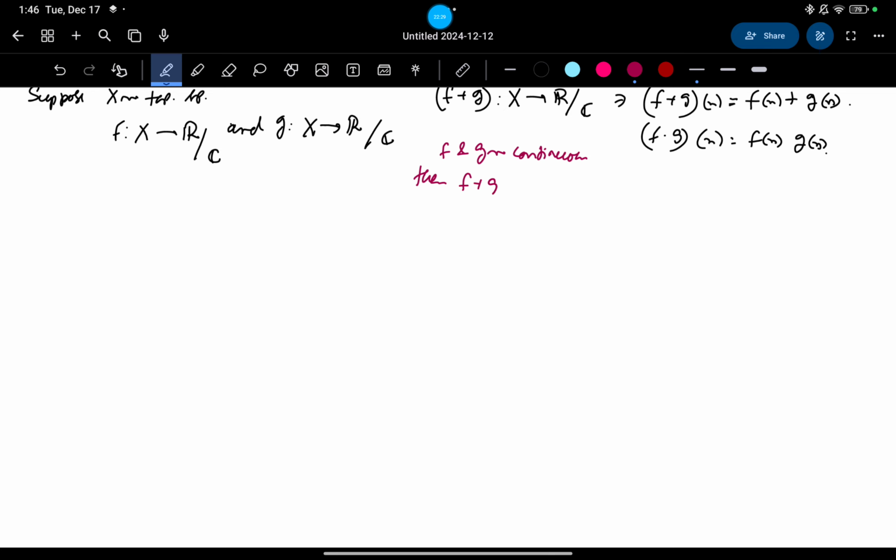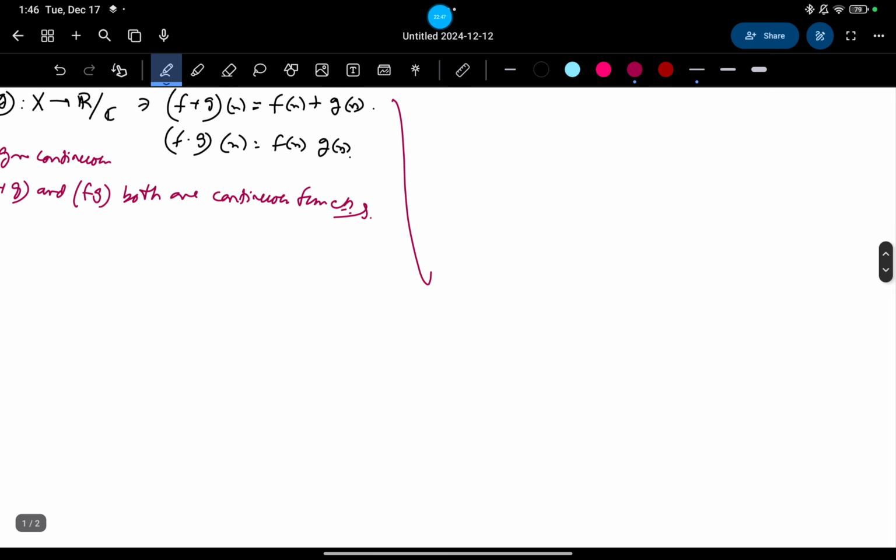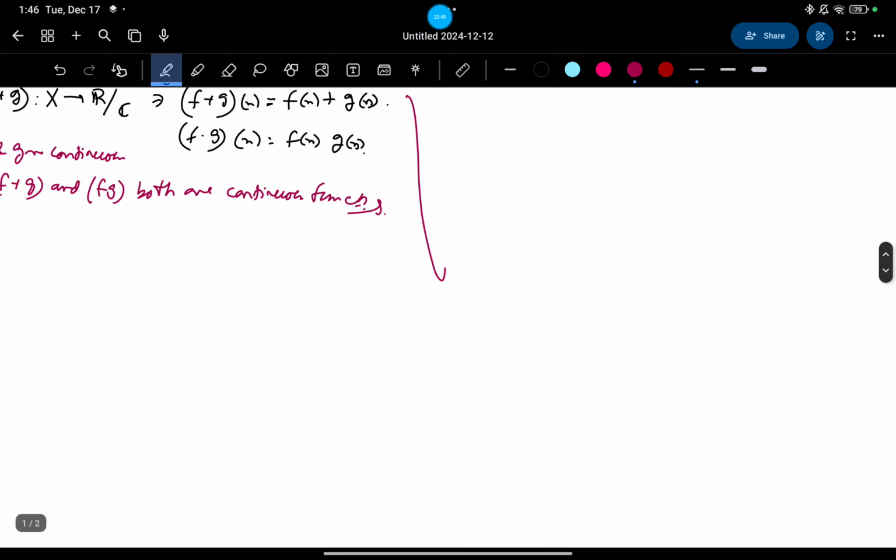Now the question is: if we have f and g continuous, then f plus g and fg are both continuous functions. It is very easy to check that.